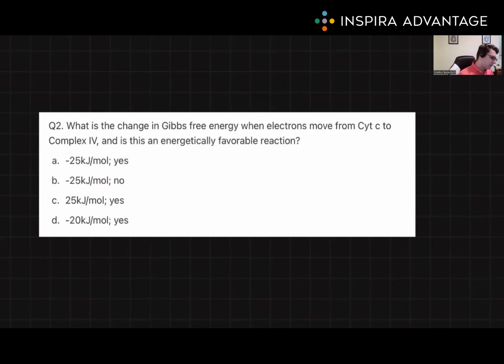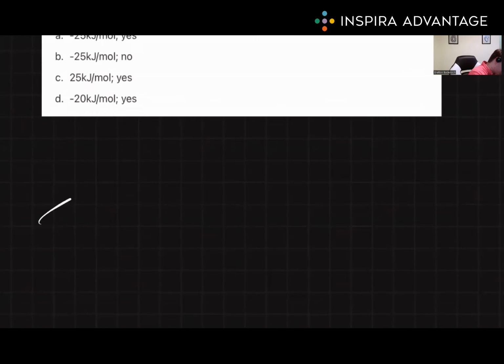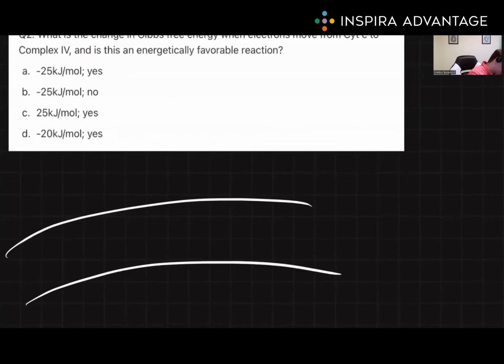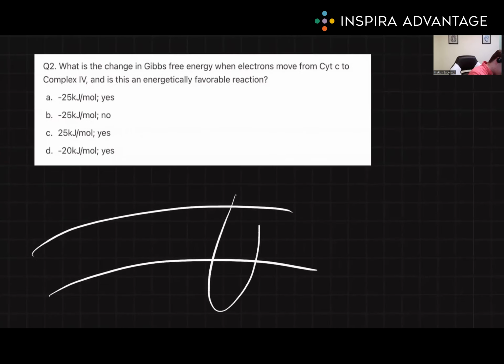Okay, well, again, if we draw our little diagram here, if we know where the electrons are flowing from, we know that complex 4, say it's over here, and we know we've got our cytochrome C before it. And if we know our cell biology, we know that the electrons do move from cytochrome C to complex 4. I would think, yes, that cytochrome C is going to favorably move electrons to complex 4. Energetically favorable is just another way to say, is delta G negative? So I'm going to cross off B for no.